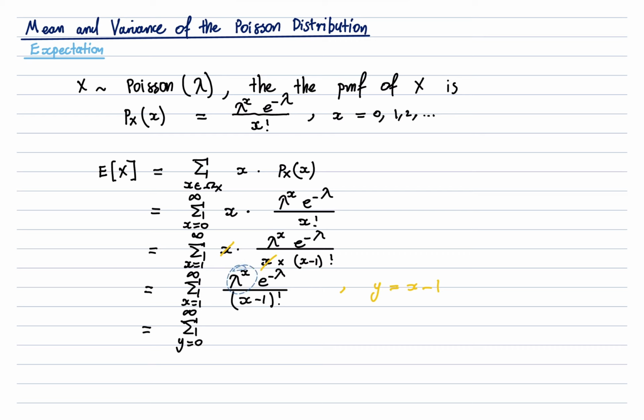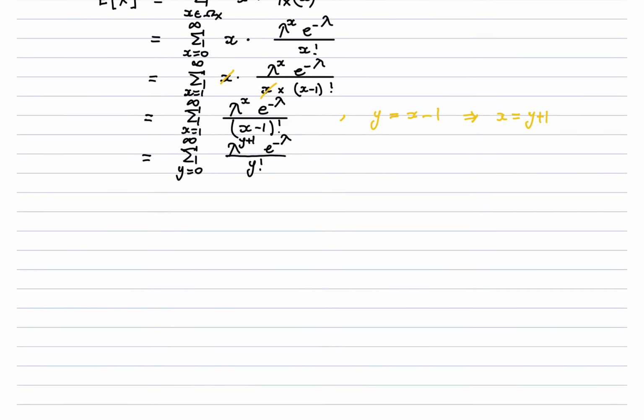Our lambda to the x can now be rewritten as lambda to the y plus 1, because when you rearrange this equation on the side, you get x is equal to y plus 1, and hence we've substituted in y plus 1 for x. Then our e to the negative lambda doesn't depend on any variables, so that just stays as e to the negative lambda. And then we finally have our y factorial down the bottom.